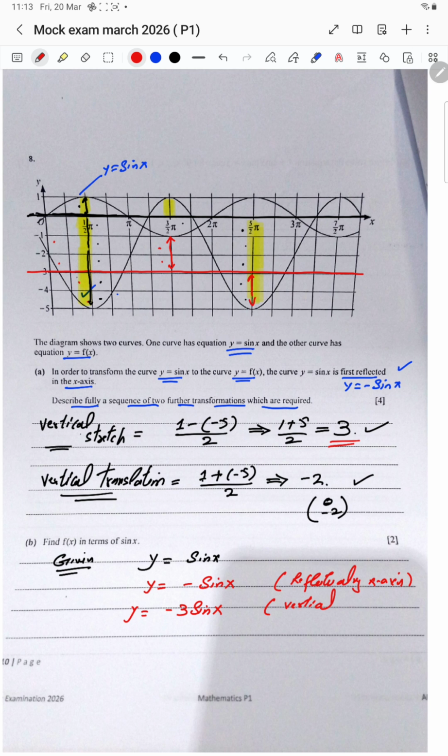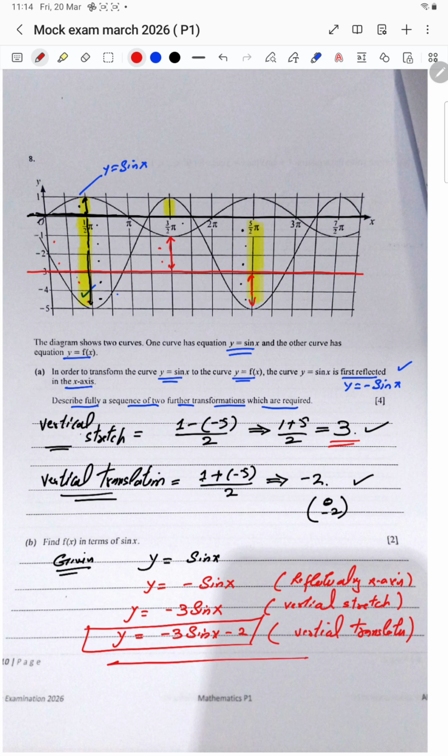This is called vertical stretch. And now finally we do the translation, that is vertical translation with translation factor (0, -2), so -3 sine of x - 2, vertical translation. So this is the final equation we need to show for the 2 marks. I hope it's clear.